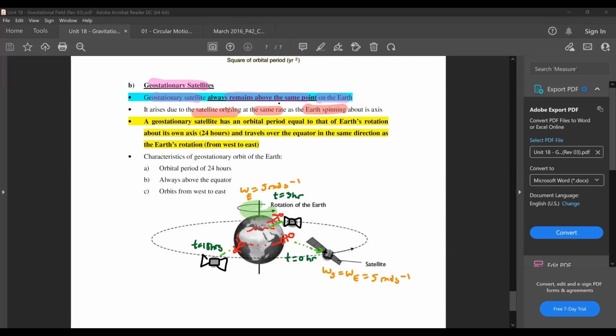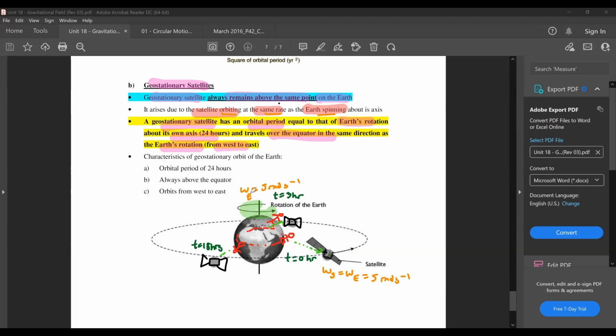This is what I meant by the orbit. It must be orbiting at the same rate as the Earth spinning. The angular speed ought to be the same. If they are turning with the same speed, it will appear that the satellite is actually not moving. So apply this to the case of the Earth. We will say that a geostationary satellite has an orbital period equal to that of Earth's rotation about its own axis of 24 hours. It travels over the equator in the same direction as Earth's rotation, from west to east.